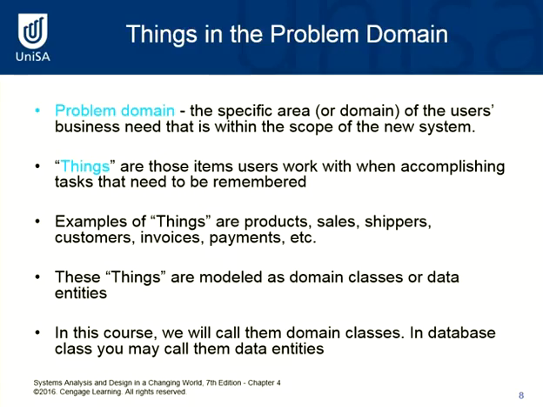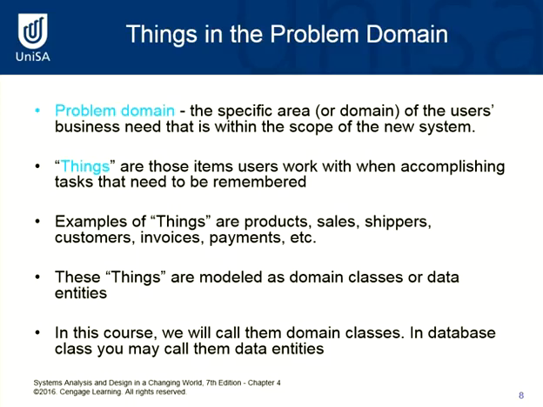Okay, you've got to have a problem domain that specifies an area that the users are going to use the system for or as part of, or giving you a context. And as I said, the things are the products, sales, shippers, departments, whatever, that we need to store information about. We need to think about what the information is that we're storing, what attributes are being stored for that particular piece of information. And once we have established that and determined what things we have, we need to model them as either domain classes or data entities.